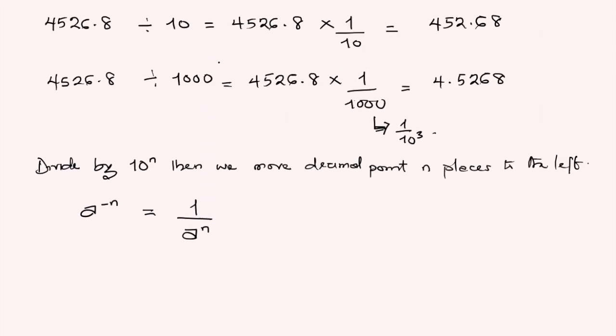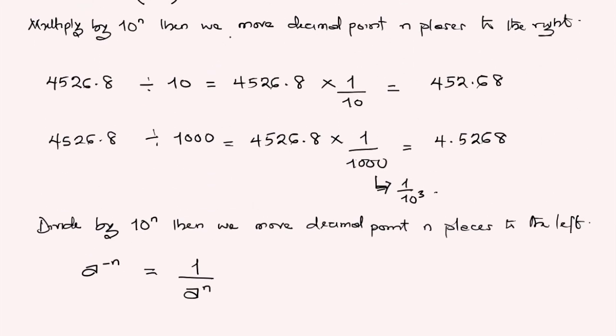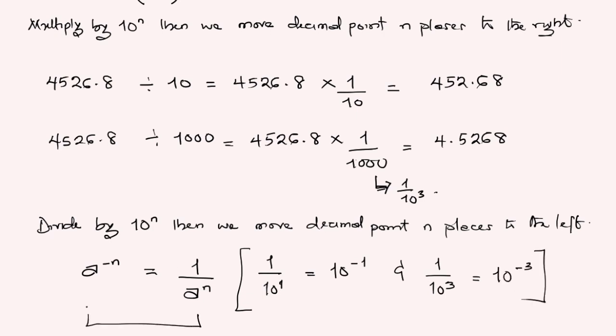So in this case, where we have 1 over 10 raised to the power 1, it means that with this law, we can say that 1 over 10 raised to the power 1 is equal to 10 raised to the power minus 1, and 1 over 10 raised to the power 3 is equal to 10 raised to the power minus 3. The difference is that we're going from here to here.